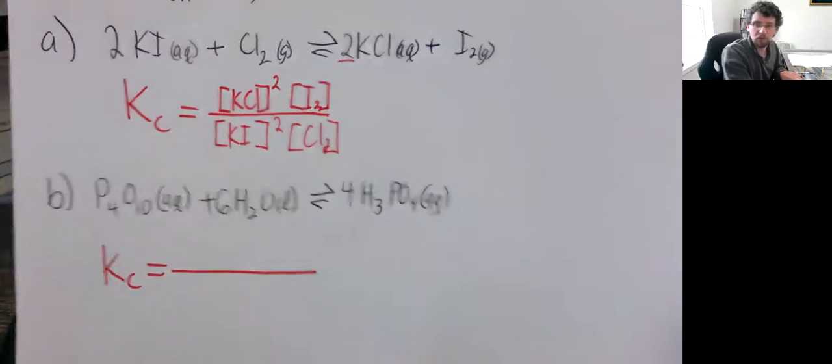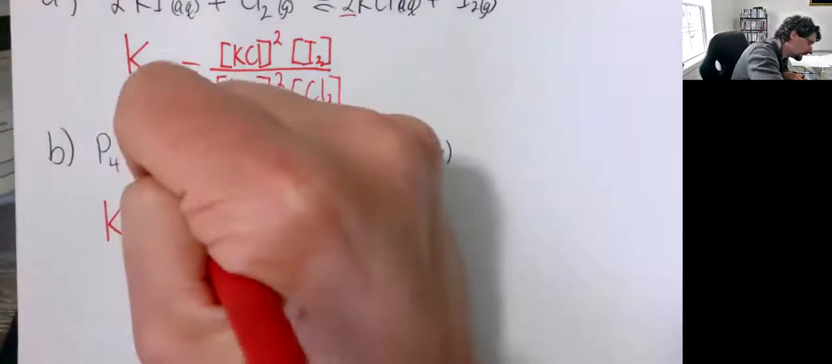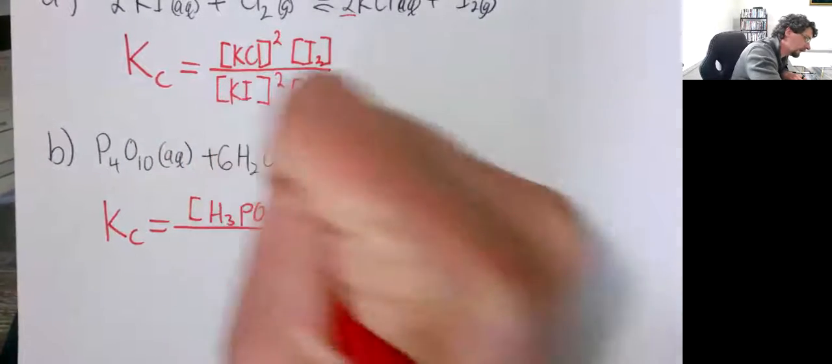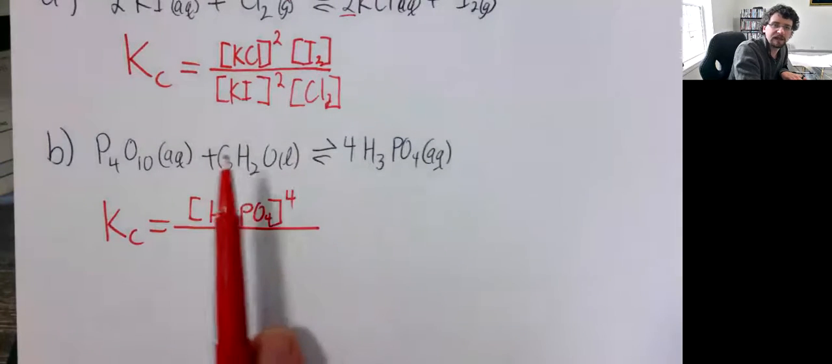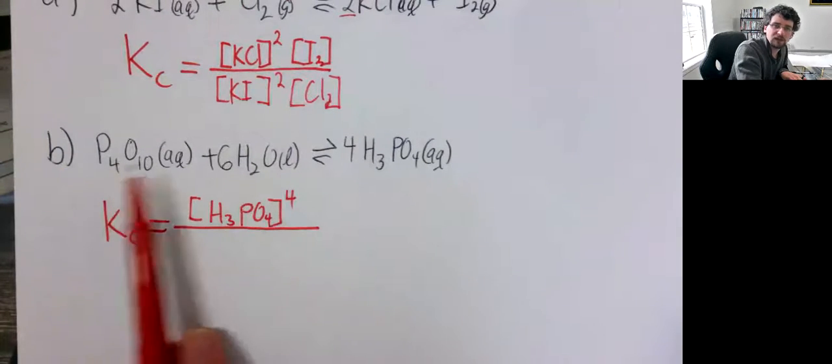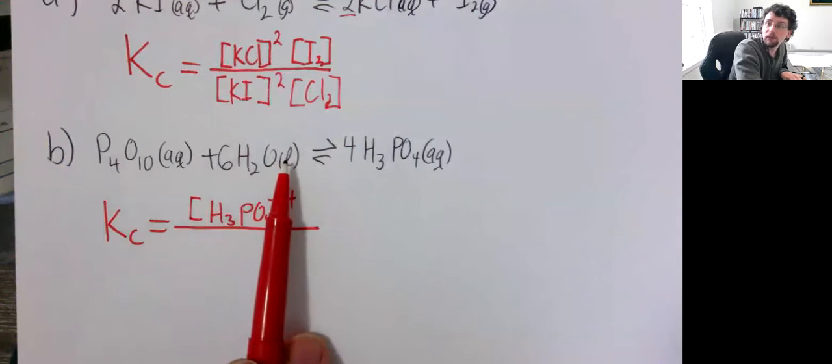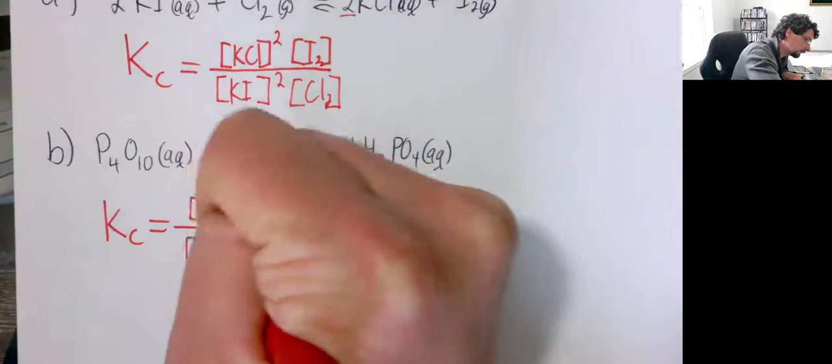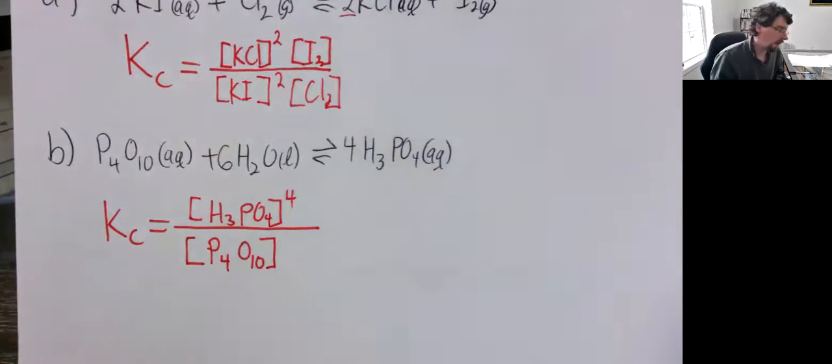So remember again, it's always products over reactants. In this case, we have 4 phosphoric acids as our product. So we need H3PO4 raised to the 4th. Then we, again, have to consider those physical states. If we look at tetraphosphorus decaoxide, it's aqueous, but then we have 6 waters. Since the water is a pure liquid, we exclude this from the equilibrium constant. So the Kc expression looks like this. Now, it seems kind of tricky. Again, we just toss out that water because it's a pure liquid.